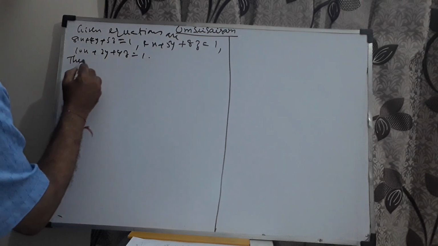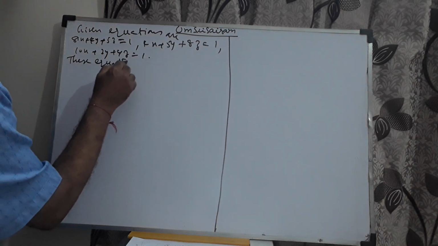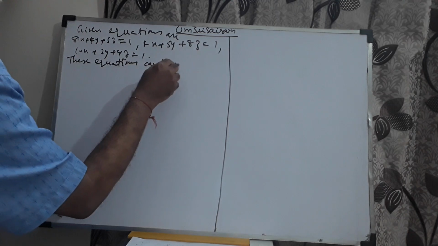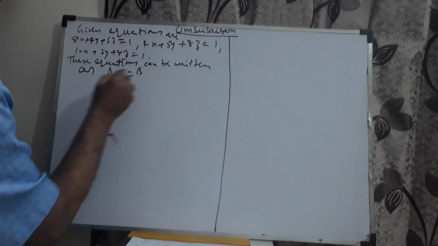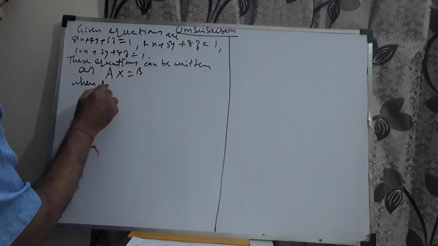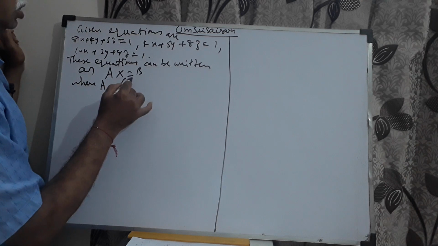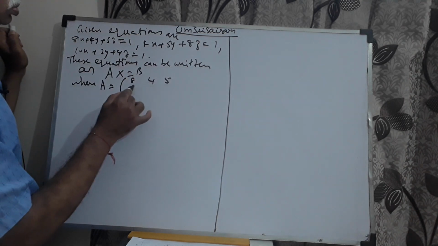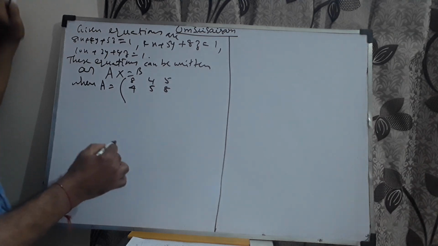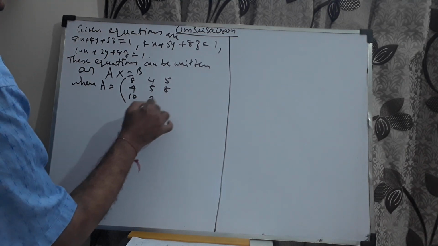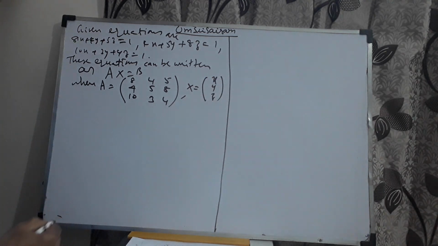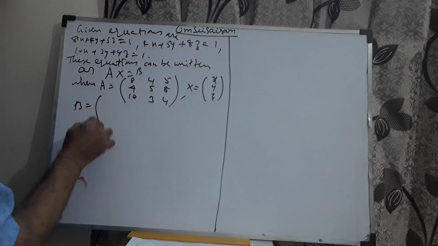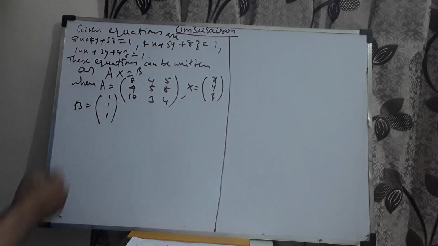Okay, these equations can be written as AX equal to B, where A is the coefficient matrix. First row 8, 4, 5, second row 4, 5, 8, and third row 10, 3, 4. Now X is the column matrix with the variables x, y, z. B is the column matrix, the elements in the right hand side, 1, 1, 1. You just multiply this, you will get 3 equations automatically.